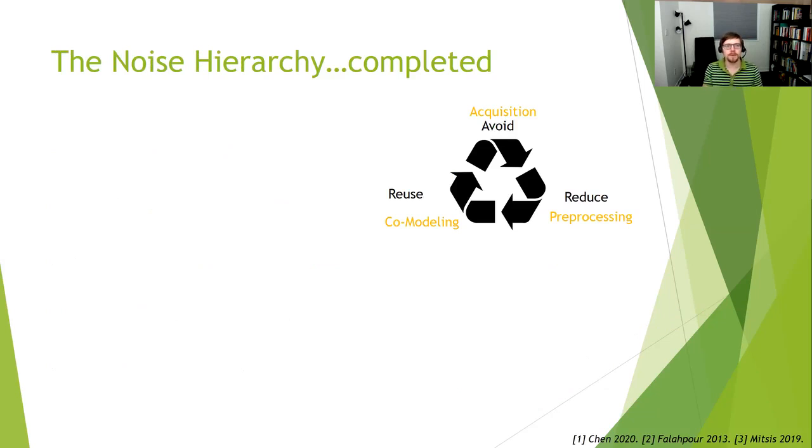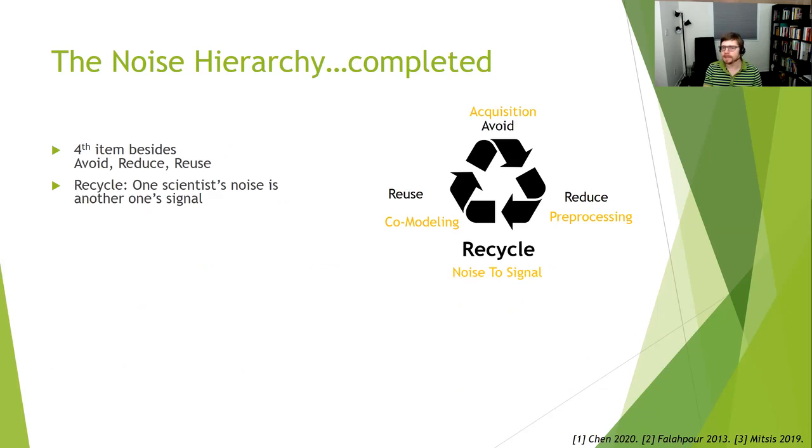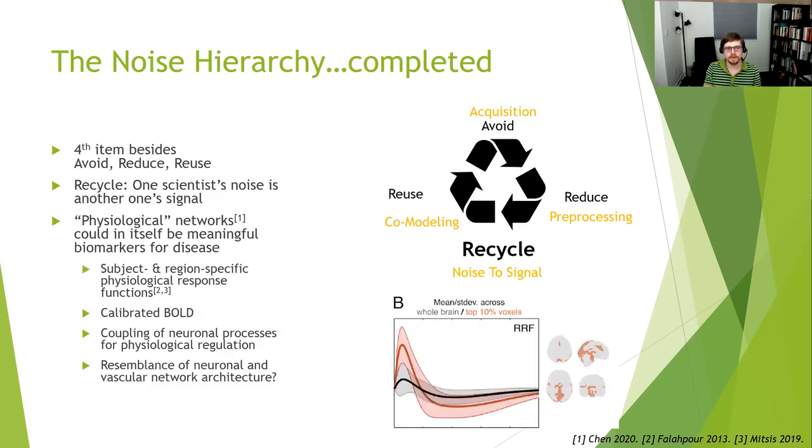This completes the noise hierarchy by a fourth item besides avoid, reduce, and reuse. Because in the actual waste hierarchy, we have the recycling as the fourth component. And what this means for fMRI is that one scientist's noise might be another one's signal. So these physiological networks that we identify with denoising could in itself be meaningful biomarkers for disease. So we can identify subject and region-specific physiological response functions, like you can see here for the respiratory response function. It might be very different in different parts of the brain.